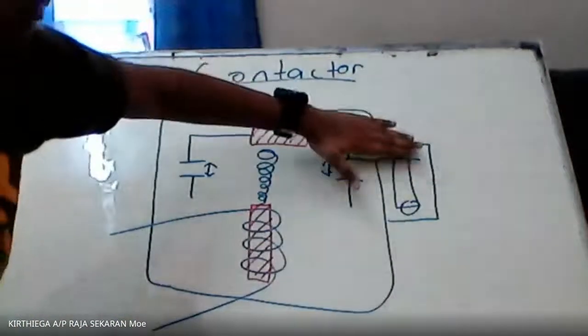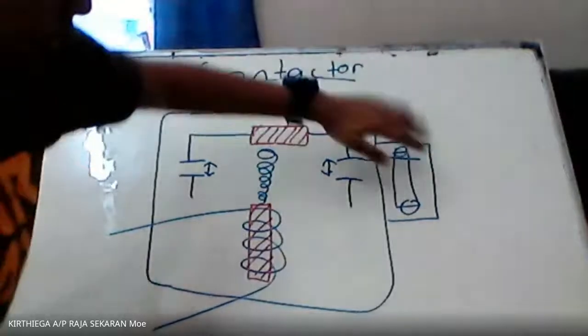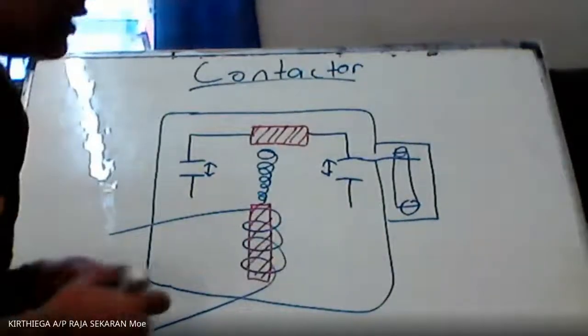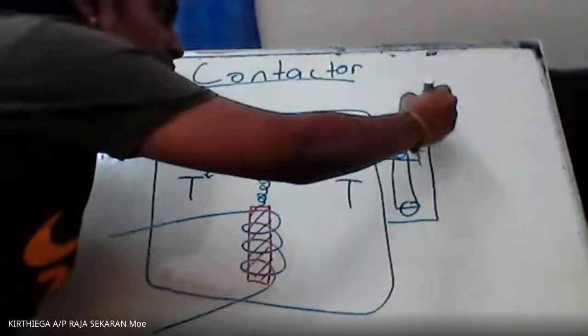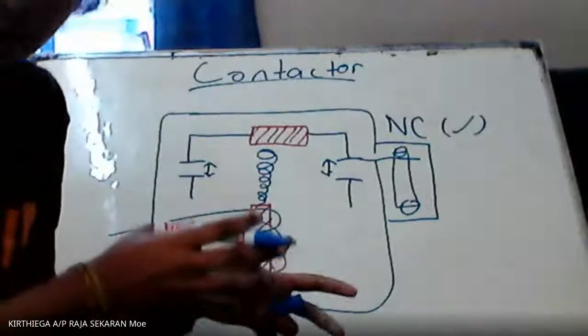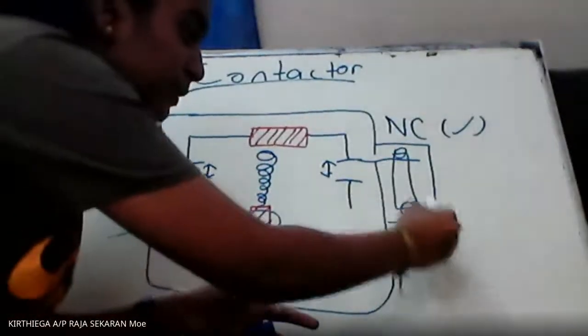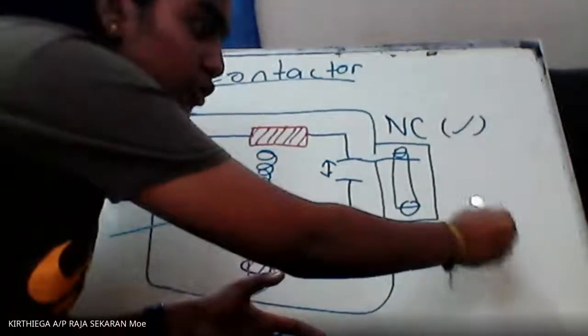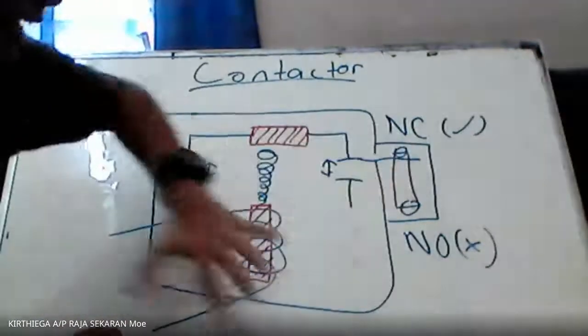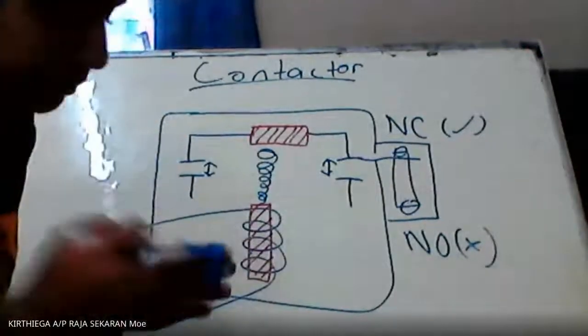So in this part, when the armature is closing, we call it normally closed. Normally closed means there is current supply; there is current going on there. But normally open means there is no current going on there. So this is exactly what a contactor looks like.